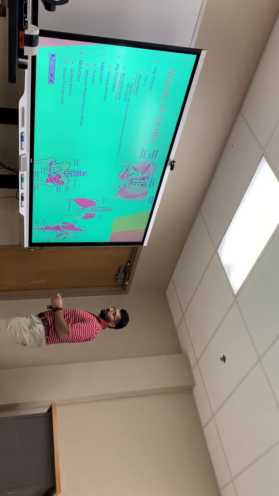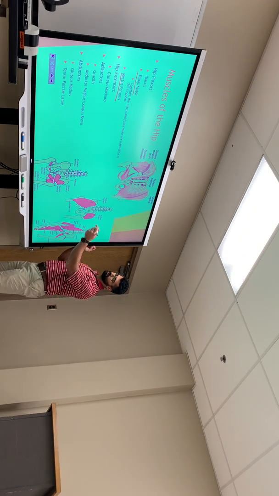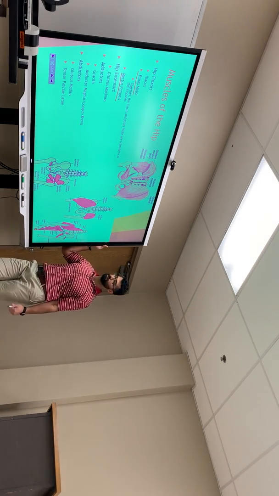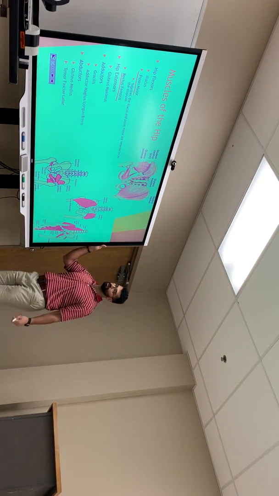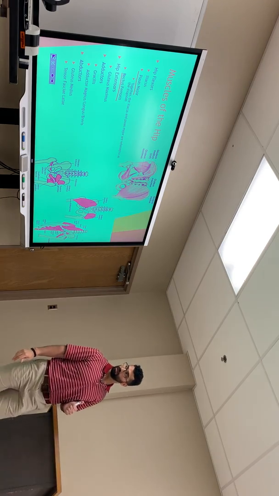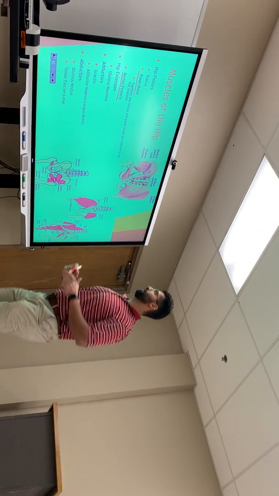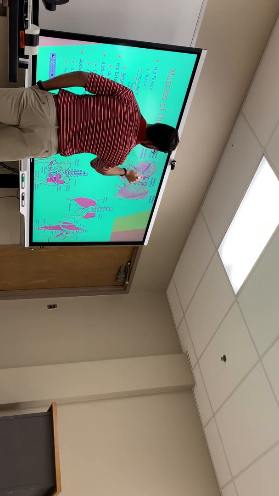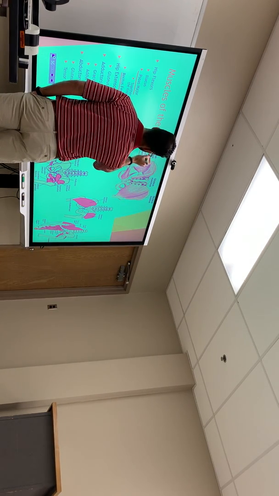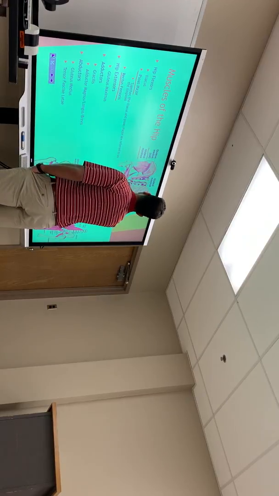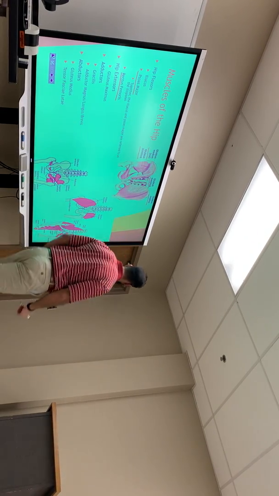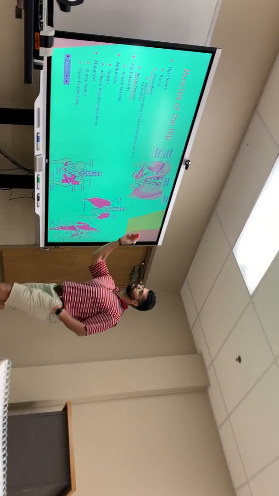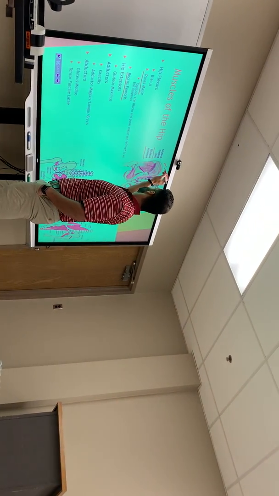For abductors, gluteus medius and gluteus minimus are involved in hip abduction, and another muscle is tensor fasciae latae. We have also minimus. You guys can see here, I put all glutes together, gluteus minimus and medius. And this is another medius. And this is gluteus maximus, also called glute major.